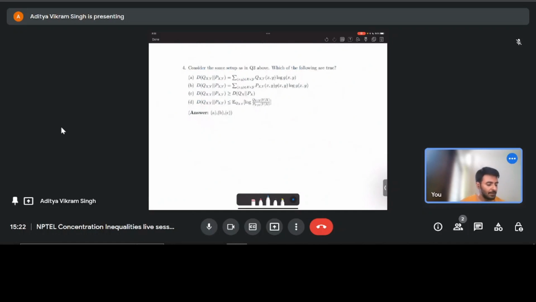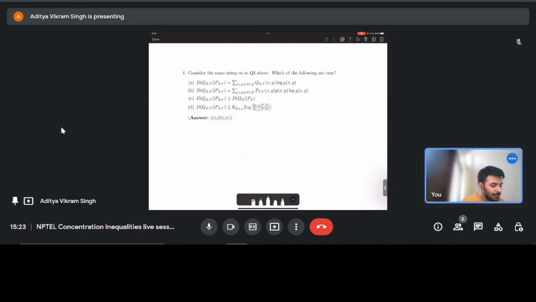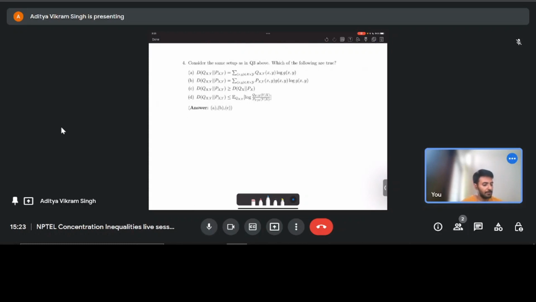Okay. So the next question: consider the same setup as in question 3 above. And which of the following are true? Okay, so now we want to compute. The same setup as in question 3 above. We know that these are discrete probability distributions, and g(x, y) is dq_xy by dp_xy at (x, y), right? This is g(x, y).